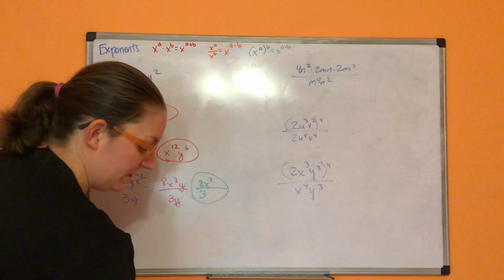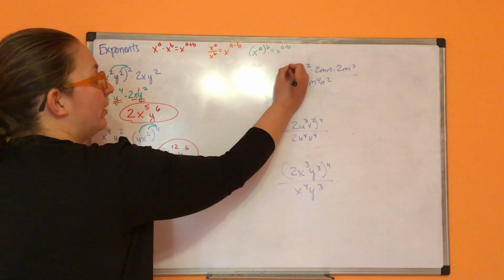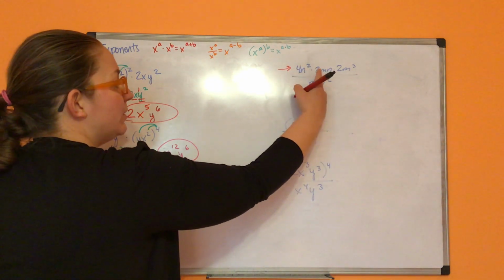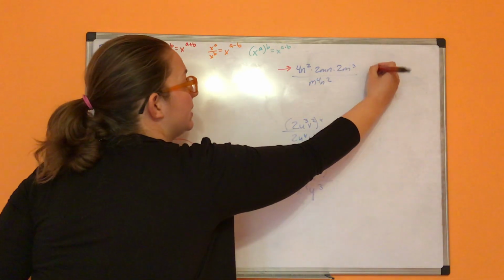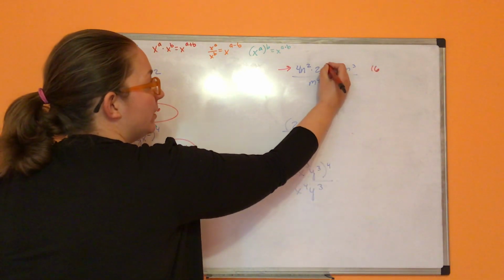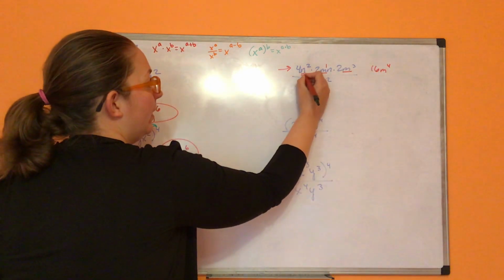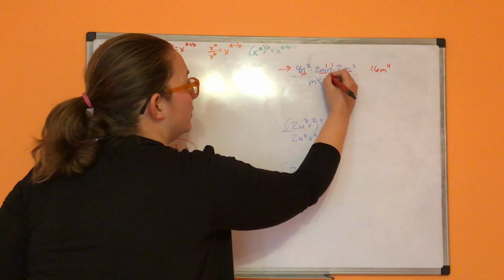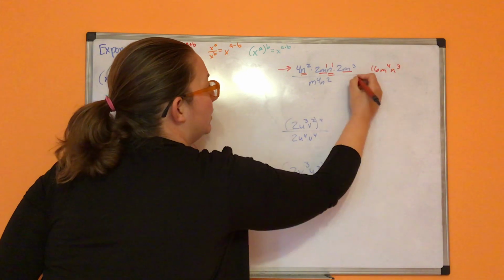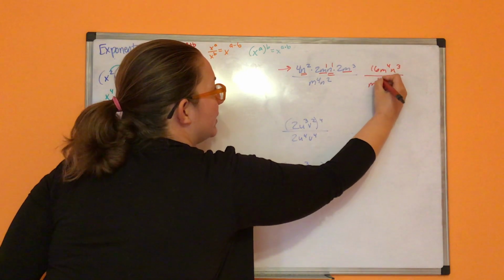Next up, let's once again start with up top with the product rule. 4 times 2 is 8, times 2 is 16. M to the 1 plus 3 would be m to the 4. N to the 2 plus 1 is n to the 3. Haven't messed with denominator yet, so it's going to stay the same.